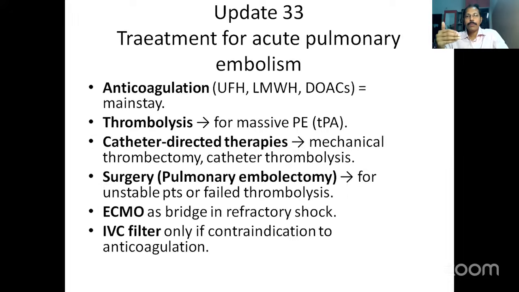And coming to the treatment of acute pulmonary embolism, the first choice being anticoagulation: unfractionated heparin, low molecular weight heparin, and directly acting anticoagulants. These are all the mainstay. And we can also do thrombolysis in acute condition, and we can also consider the catheter-directed therapies for thrombolysis. Surgery will be rarely indicated. If at all indicated, we have to do a pulmonary embolectomy, and there is always a role for ECMO as a bridge in a refractory shock. If the patient presents with refractory shock, we can consider ECMO.